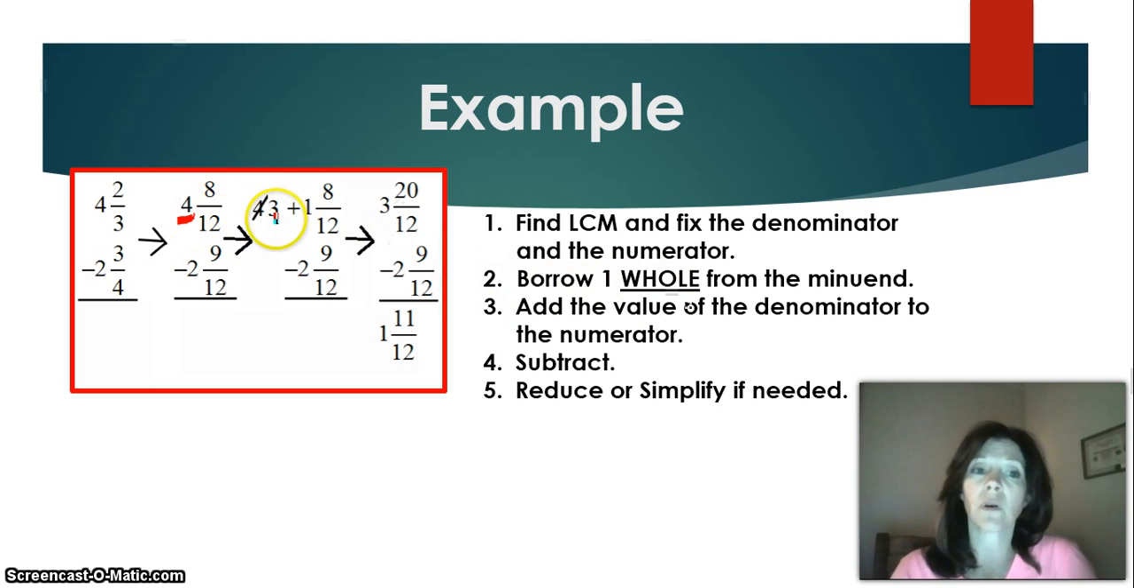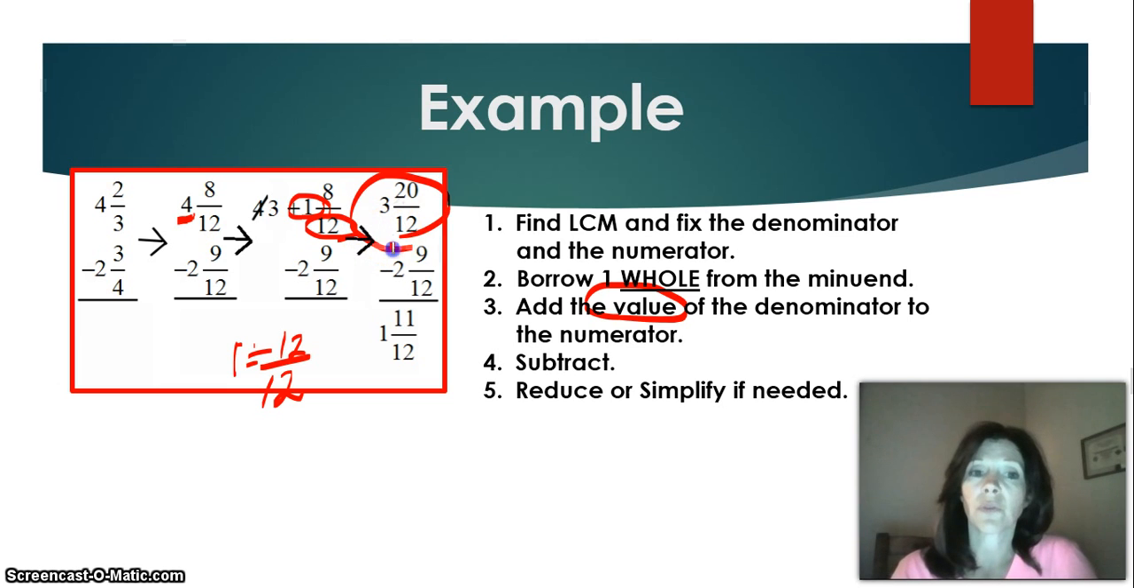So you take from the 4, you make this a 3. You add that whole number here. So you see 3 plus 1 is 4. The next step then, because you borrowed this whole number, is that you add the value of the denominator to the numerator. So your denominator is 12. So you add that value. That's where this whole comes in, because one whole in a fraction is equal to 12 twelfths. That equals one whole, because 12 divides into 12 one whole time. So you add that 12 to the 8, which gives you 20 twelfths.